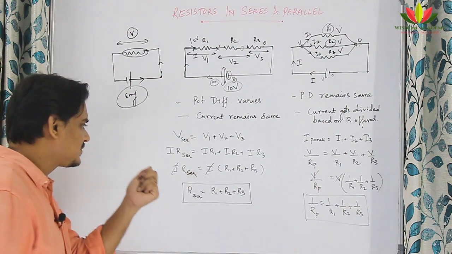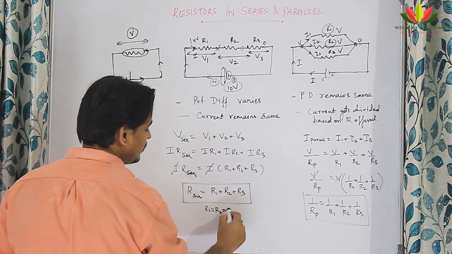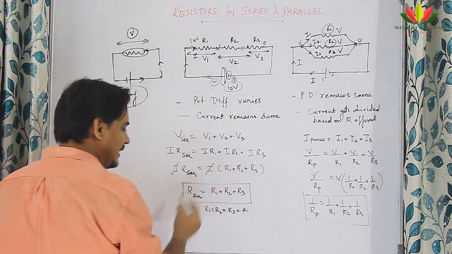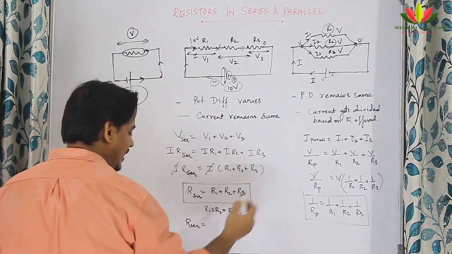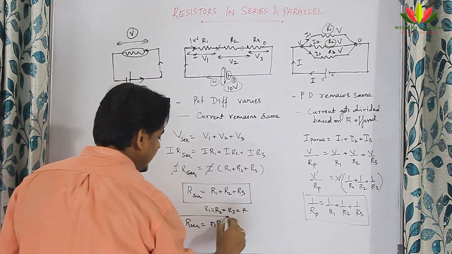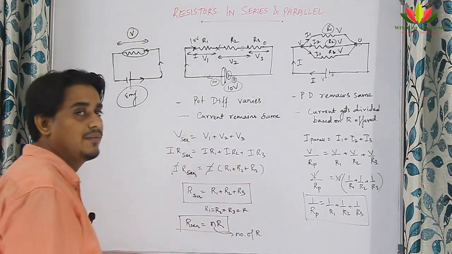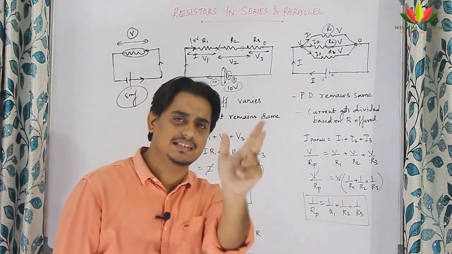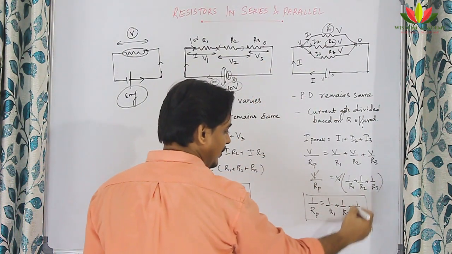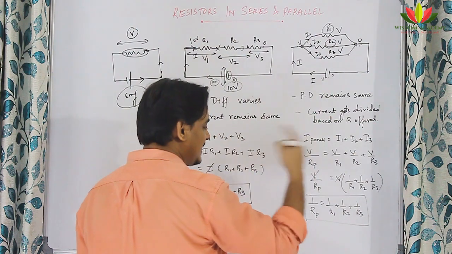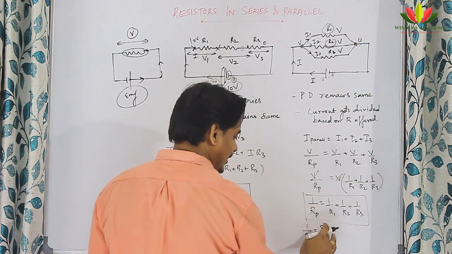One more thing I want to tell you here: suppose all the resistances are the same. Suppose R1 is equal to R2 is equal to R3 is equal to R. Then R series is equal to R plus R plus R. So I will write 3R, or I should write NR, where N is the number of resistances. Suppose we have 5 resistances of the same value connected in series, then the R equivalent will be equal to 5R. In the same way, in parallel, it will become 1 by R plus 1 by R plus 1 by R, that will be 3 by R, so it will be N by R. So 1 by R parallel is equal to 3 by R, or N by R I should say.